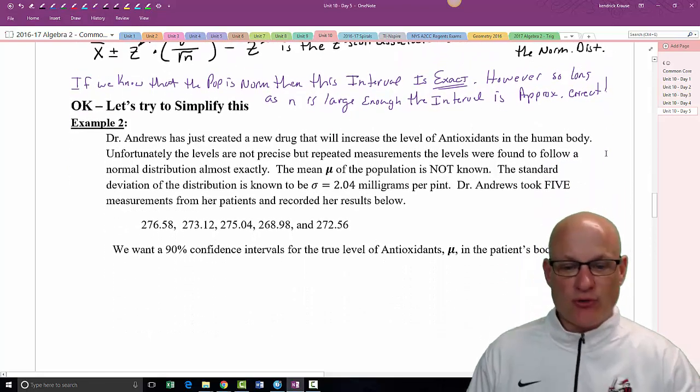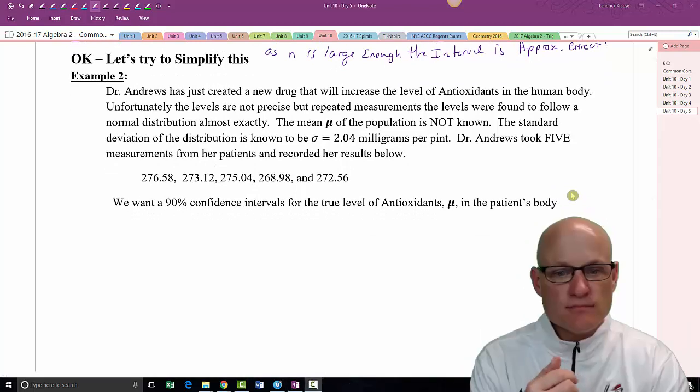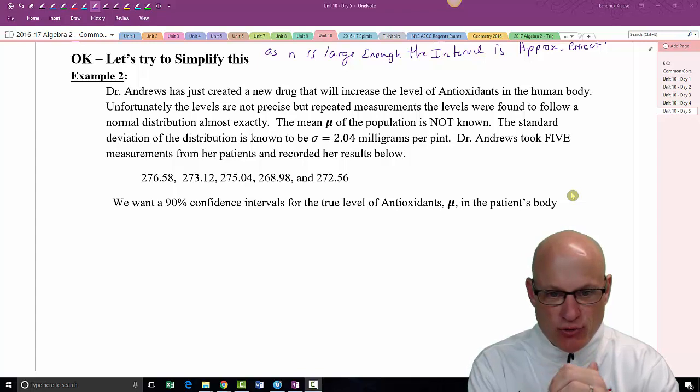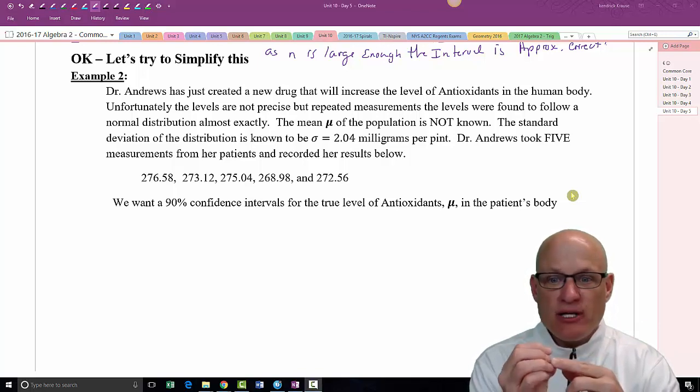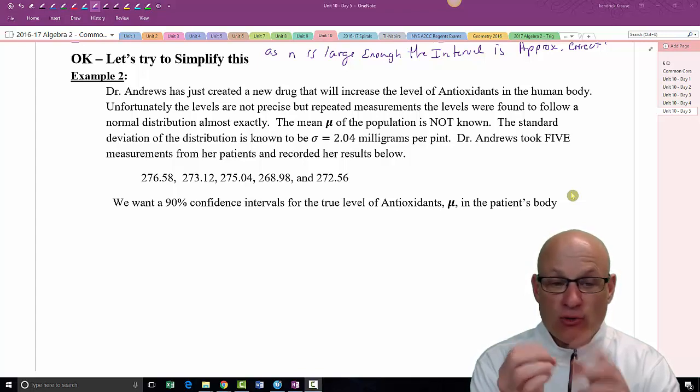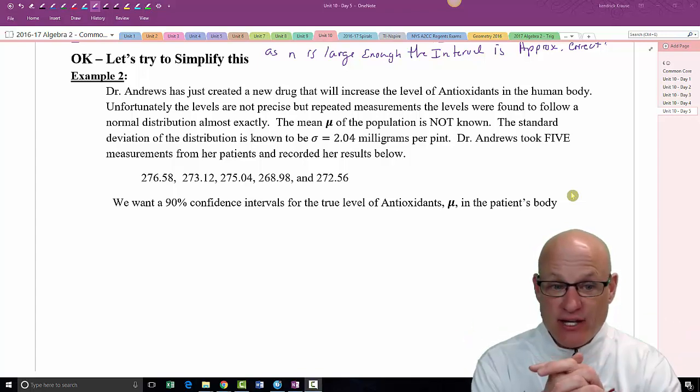All right, let's just go through an example. Let me take a pause and I'll come back and do an example. So Dr. Andrews has just created a new drug that will increase the level of antioxidants in the human body. Unfortunately, the levels are not precise, but repeated measurements of the levels were found to follow a normal distribution almost exactly. The mean mu for the population is not known. The standard deviation of the distribution is known to be 2.04 milligrams per pint. Dr. Andrews took 5 measurements from her patients and recorded the results below. We want a 90% confidence interval for the true level of antioxidants, mu, in the patient's body.